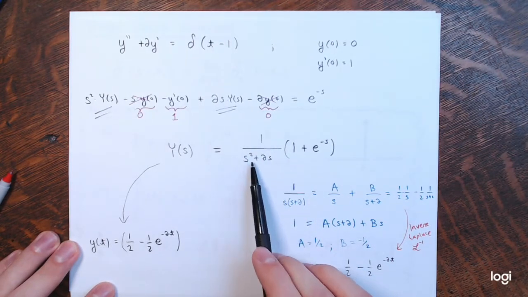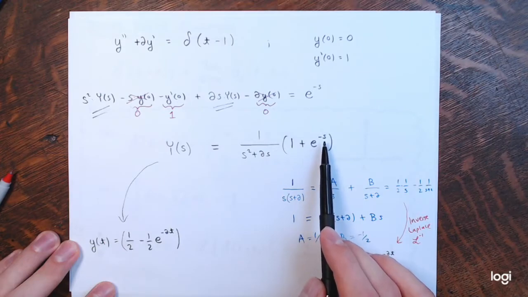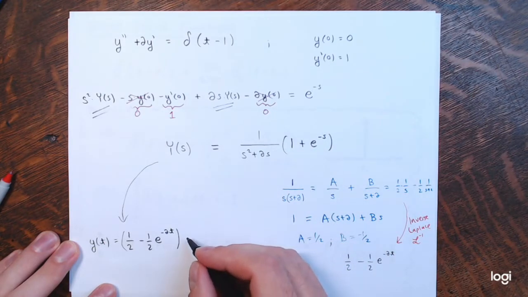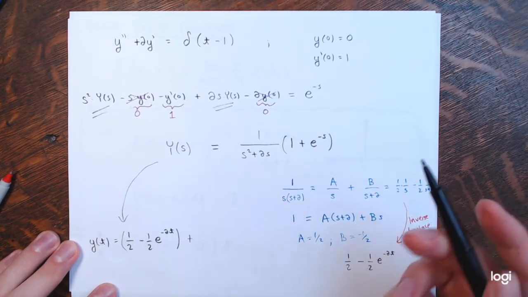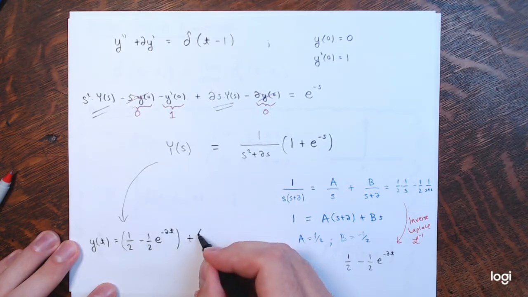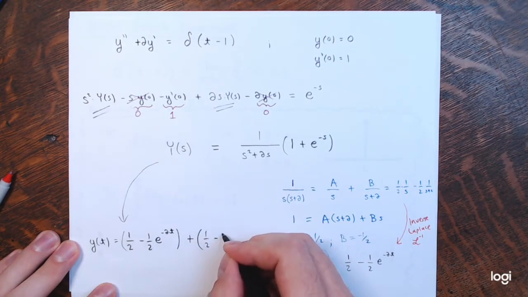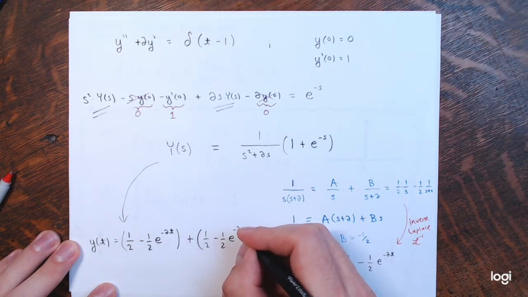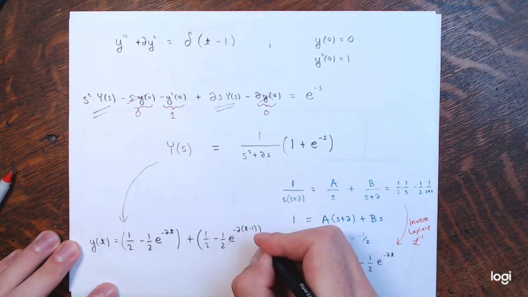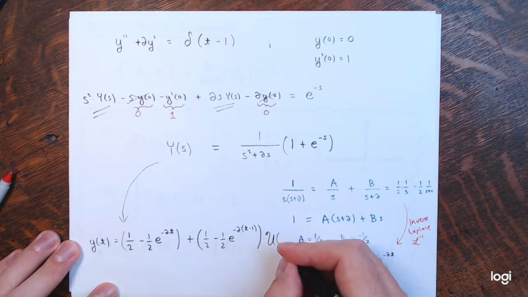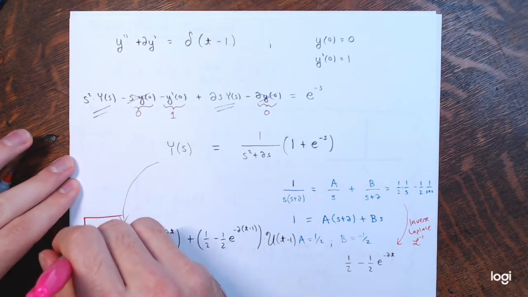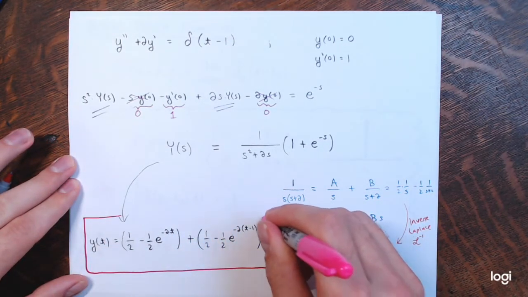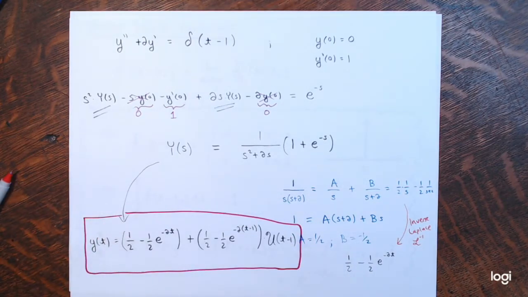That's what I get when I do just the inverse Laplace transform of this first term. And then I'd have 1 over s squared plus 2s times e to the negative s. So I need the second translation theorem here. Well, that would be the same function where t is replaced by t minus 1, and then it's multiplied by the unit step function at t minus 1. So it would be plus half minus half e to the negative 2 times the quantity t minus 1, and then times the unit step function at t minus 1. And there you go. This is the solution of our initial value problem of this differential equation involving the Dirac delta function.